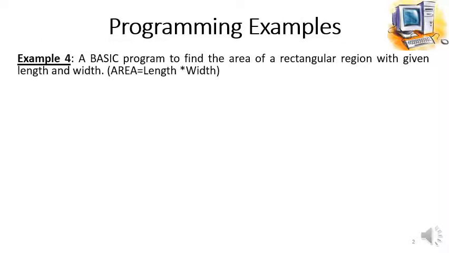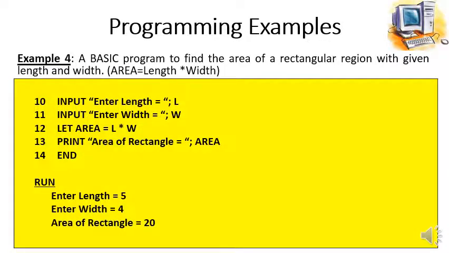Okay, we are studying programming examples. Example number 4 says that write a basic program to find the area of a rectangular region with given length and width, and the formula for finding the area of a rectangle is area is equal to length multiplied by width. We already know this. Now we are given the length and width of a rectangular region, and we have to find the area of that region, and for this purpose we will be writing a basic program.